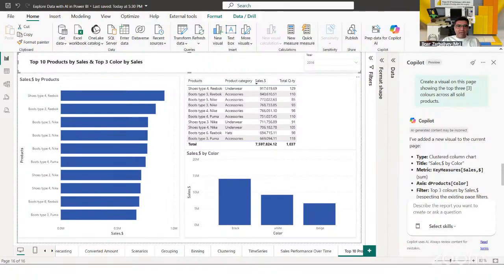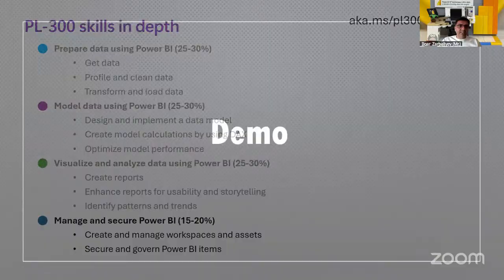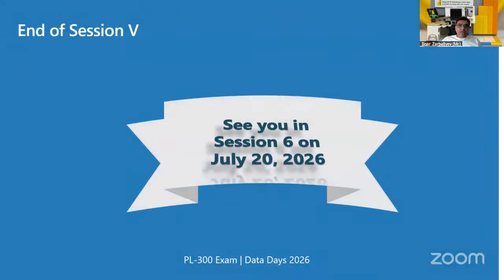So, Copilot in Power BI, briefly, helps us simplify data preparation, semantic modeling, and report creation. It also allows us to focus more on insights and decision making, right? So let's say that brings us to the end of session 5. Thank you for joining and exploring AI powered analytics with me.